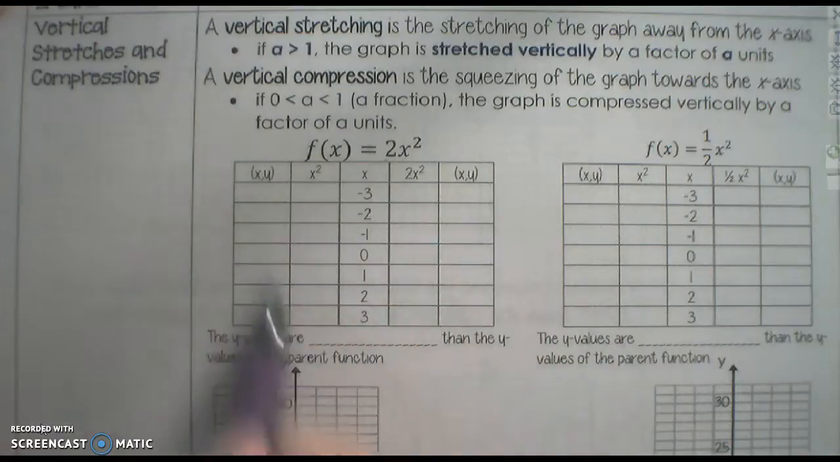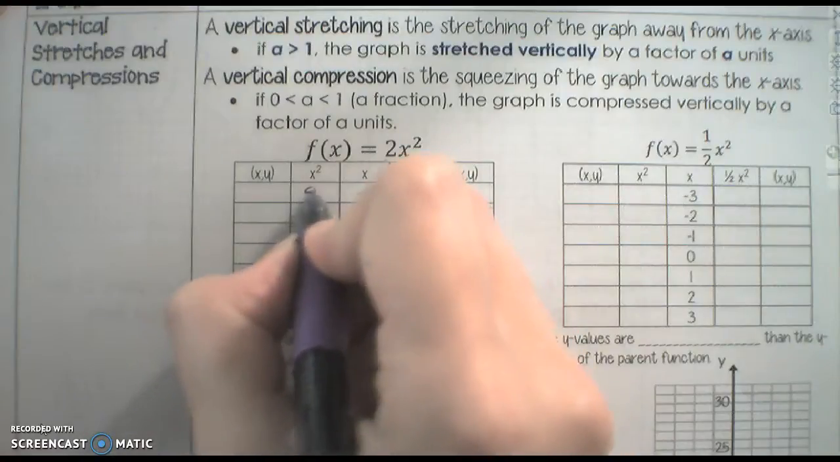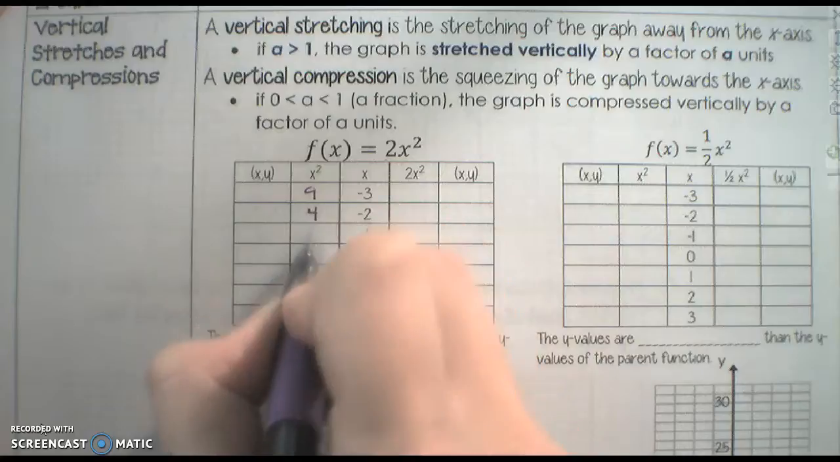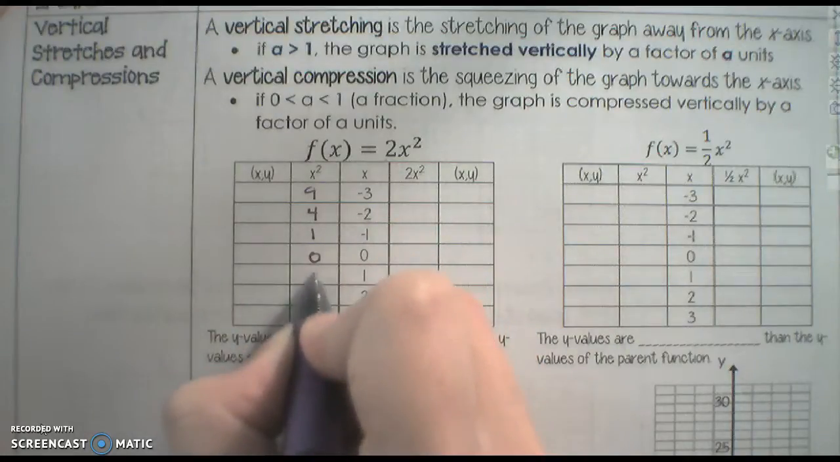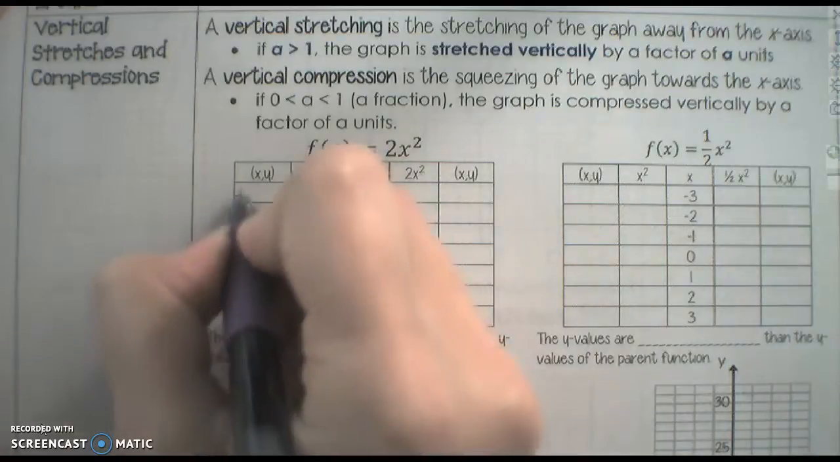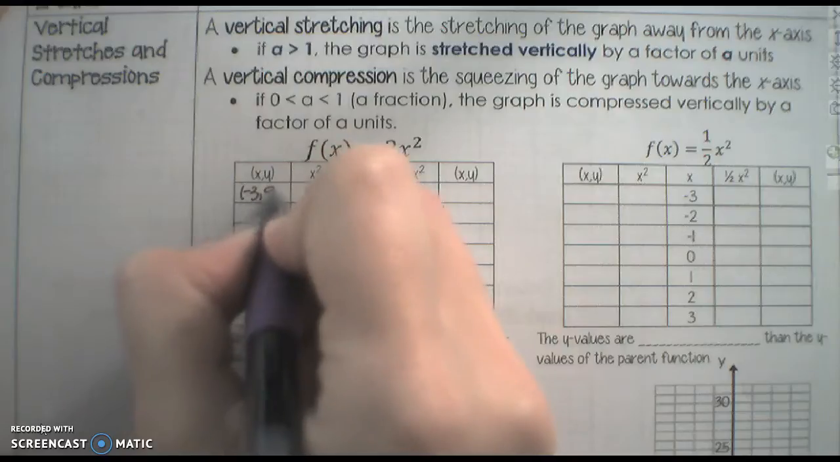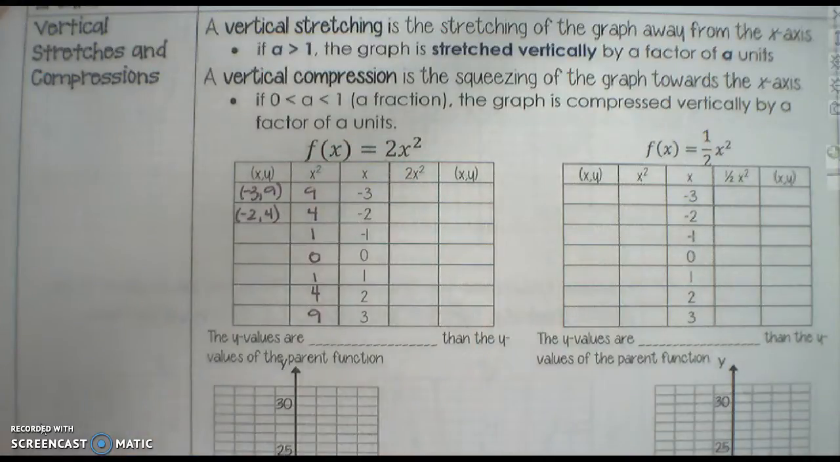Well, this left side is basically the original graph. What did it look like? Well, when we had 3 squared, we went up 9. When we had 2 squared, we went up 4. 1 squared, or negative 1 squared, 1, etc. So that's what our graph kind of looked like when we graphed those points that we had to graph the original quadratic parent function.